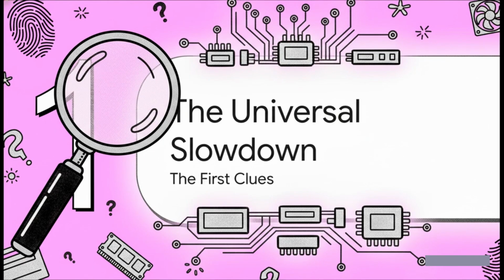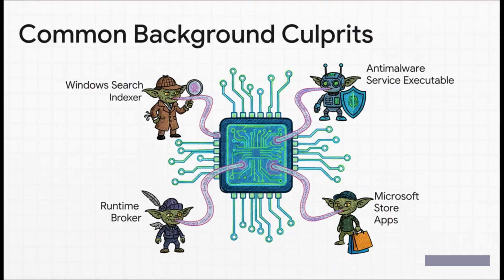And like any good detective, we're gonna begin at the scene of the crime, looking for the most obvious clues first. A lot of the time, the first suspects are hiding in plain sight. These are just a few of the common Windows services that are meant to be helpful but can end up being serious resource hogs, just quietly eating up your computer's power in the background without you even knowing it.